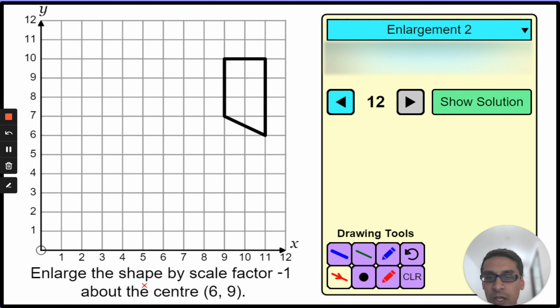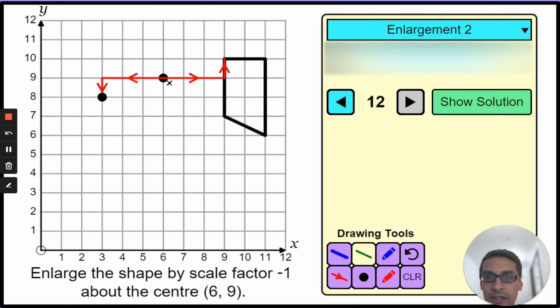And then question 12. Enlarge a shape by scale factor -1 about center 6, 9. So there's a 6, 9. So let's try to do this in the same way. We're going to go to the vertex from here. So 3 across, 1 up. So we're going to do the opposite, which is 3 in the opposite direction, 1 down. So that's my first vertex.